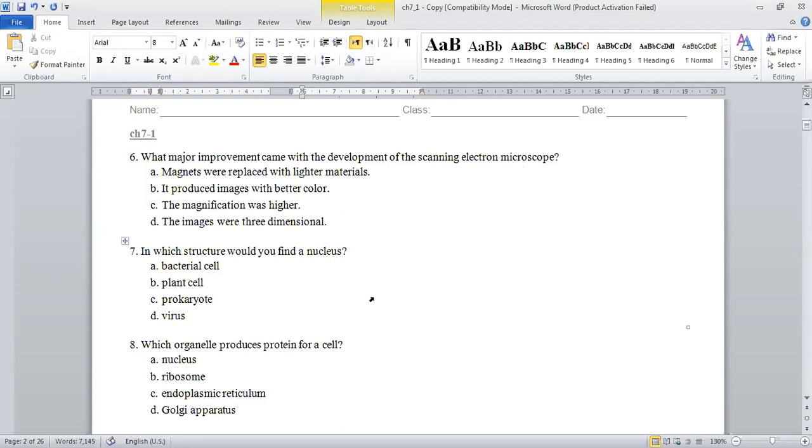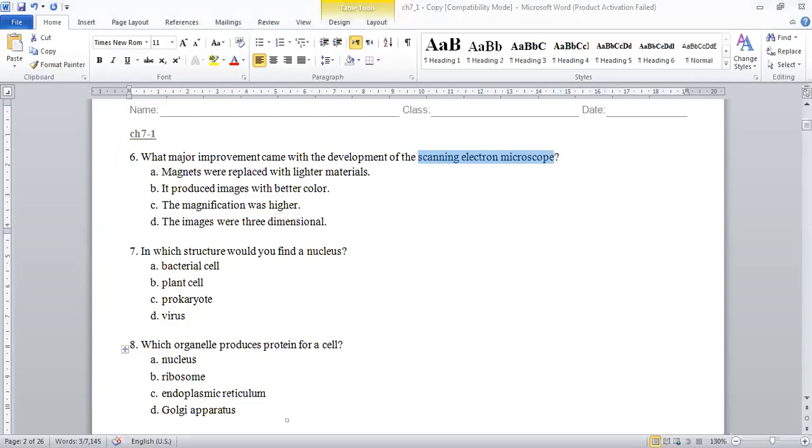D, mister. The magnets were replaced with lighter materials? No. It produces images with better color? No. The magnification was higher? No. He is talking about scanning. If you open your PDF, you can see the scanning electron microscope was a further improvement in technology that produces a three-dimensional image of the cell. So the three-dimensional images were an advantage of the scanning electron microscope. So the answer is D.